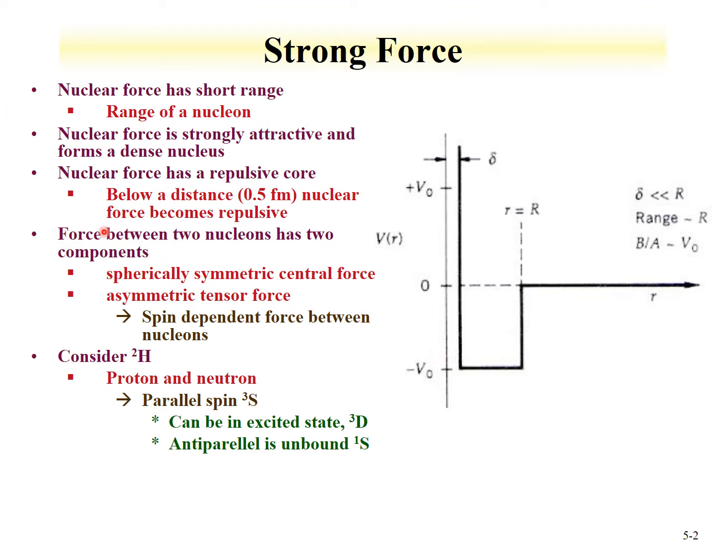The force between two nucleons has two components: a spherical component and an asymmetric component. Let's consider a very simple nucleus with two nucleons. Deuterium, H-2, has a proton and a neutron. It has a parallel spin of 3s. It can be in an excited state. The antiparallel is unbound. So in other words, we can look at these nucleons and almost consider them as electrons, where the differences between an electron could be a spin up and spin down. Fundamentally, with the strong force, we can do the same with nucleons.